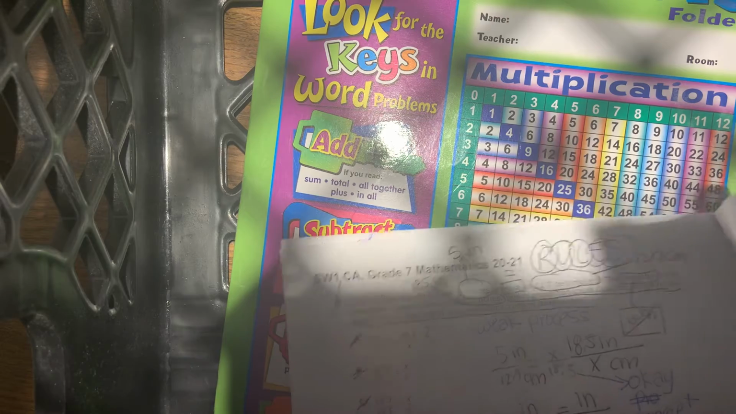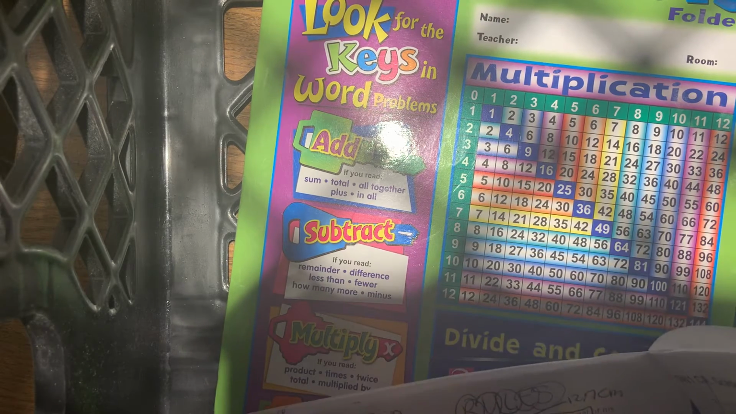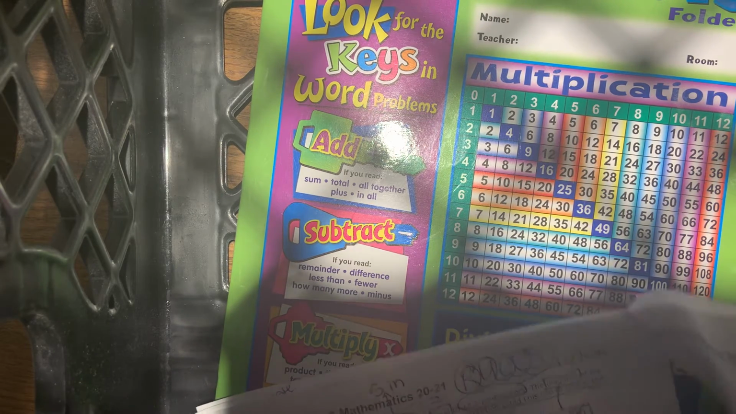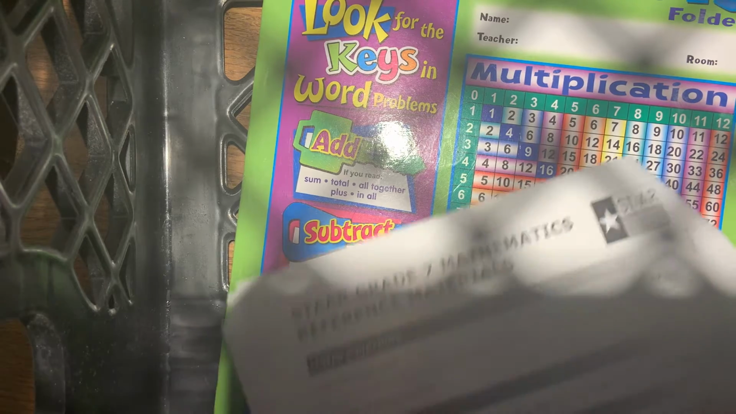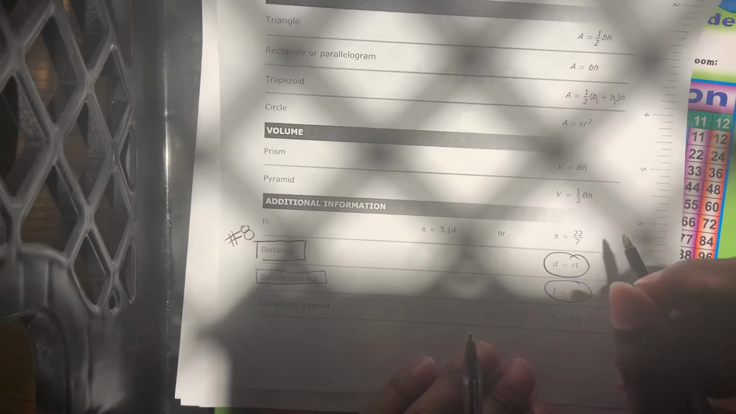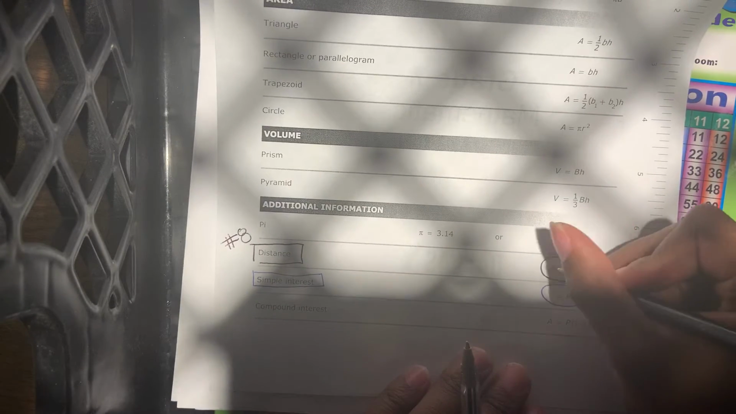All right, so the distance equals the rate multiplied by the time. Okay, distance equals the rate multiplied by the time.